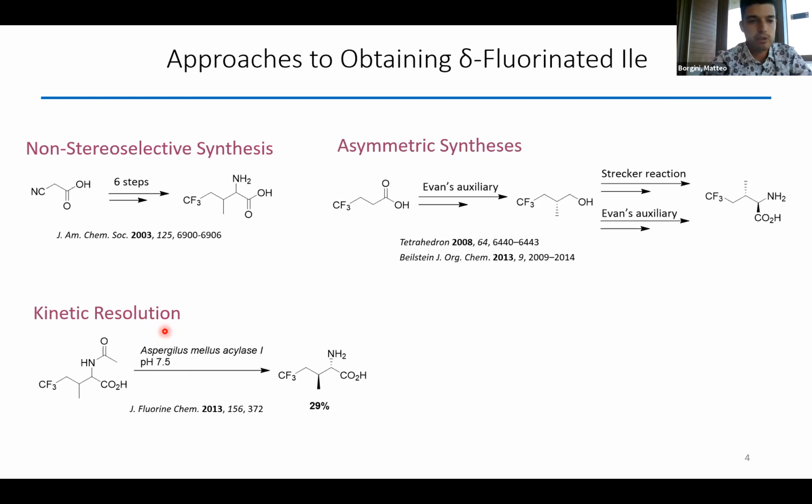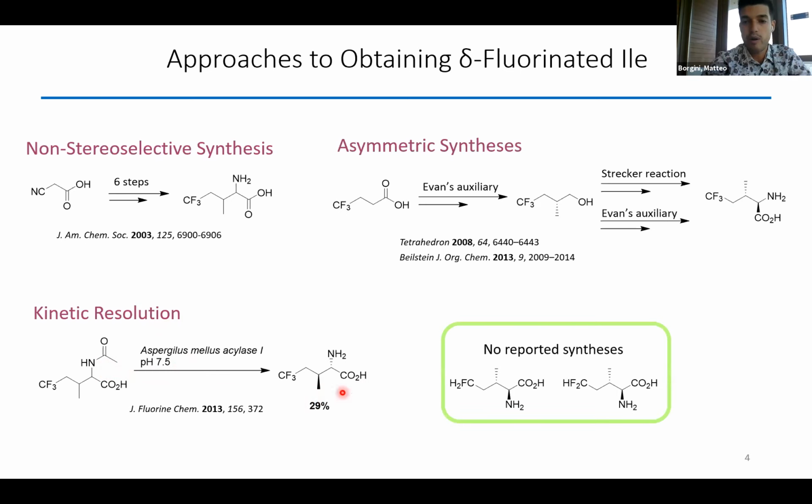The other one is the kinetic resolution. In this case, an enzyme is able to selectively hydrolyze the amide bond to obtain the desired diastereomer. Of course, the yield is low, and if you're interested in other fluorinated isoleucines, you will probably need to use another enzyme because they are very substrate dependent. So it can be very challenging, and sometimes the enzymes are very expensive. And there are no reported syntheses of the delta monofluoro, as well as the delta difluoro L-isoleucines in the literature.